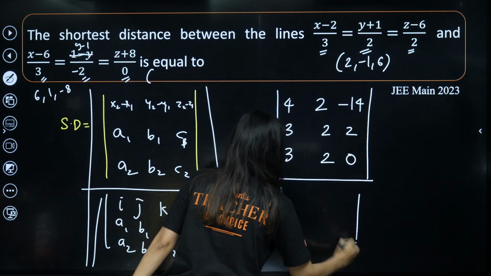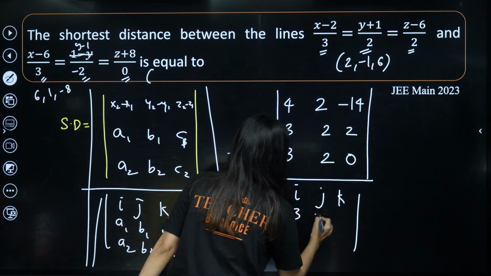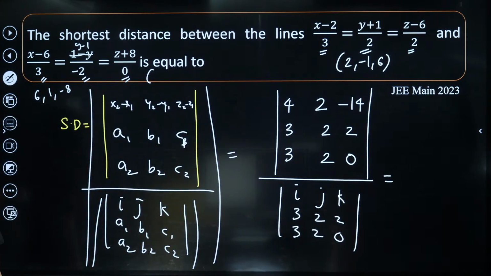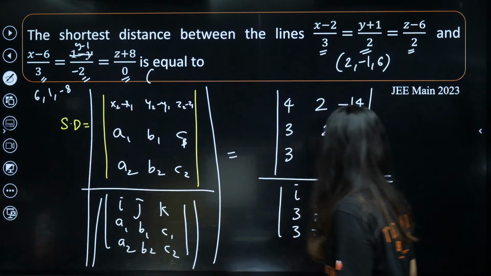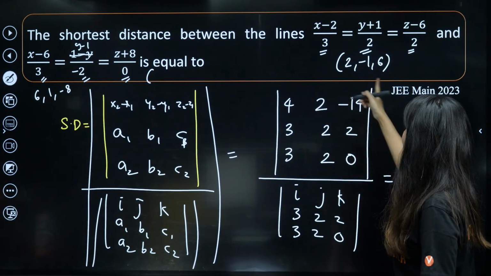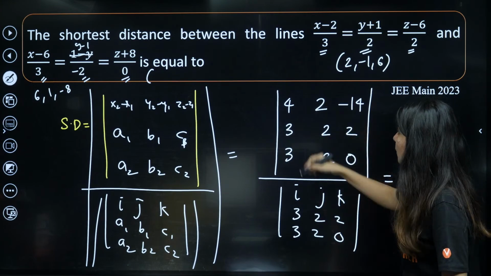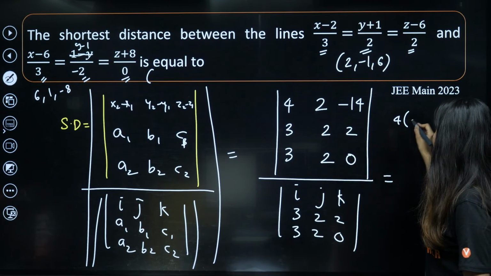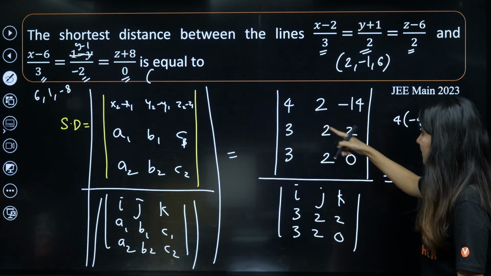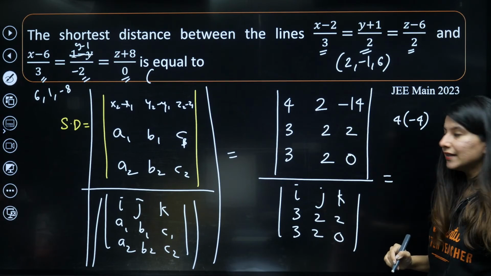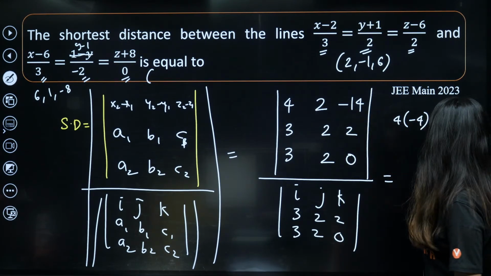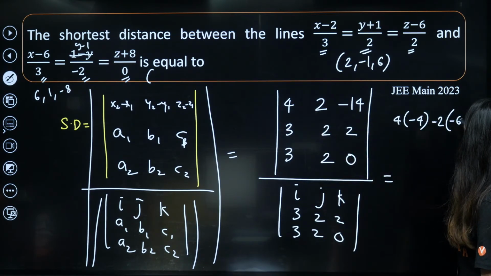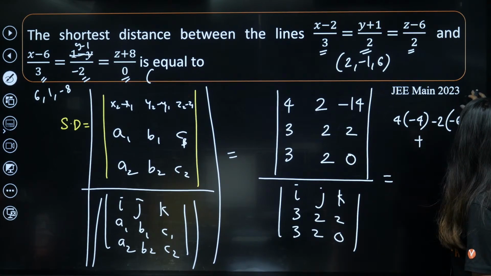Whole upon, you have got I, J, K. 3, 2, 2, 3, 2, 0. Solve it, you will get the answer. Right? 6 minus 2, 4, 1, 1, 2, and then 14. Right? Solve it 4 times. You will get 0 minus 4. Right? 4 times 0 and minus 4. Then you have to put a negative sign, minus 2. So 2 is here. 3 zeros are 0, 3 twos are 6. So this is minus 6. Plus, sorry, minus again. So minus 14.